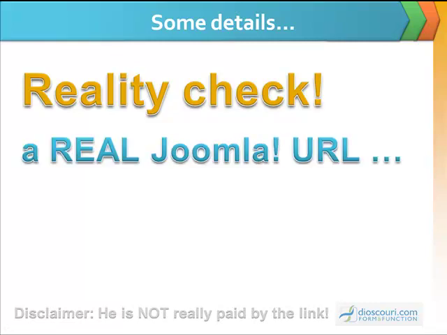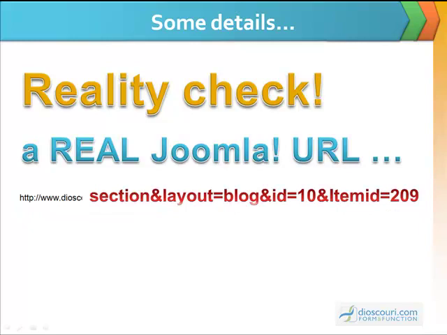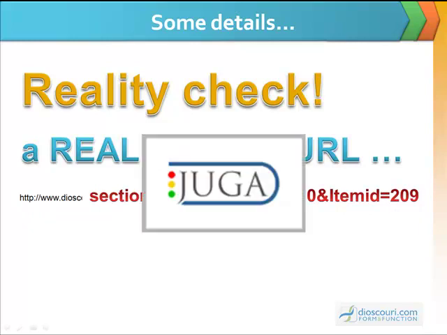All URLs from Joomla have something after the usual address that you would type in. It looks something like this. All that index, option, com, view, and other cryptic stuff really is telling Joomla exactly what page to display. And that's where JUGA comes in, and is different from how Joomla itself restricts things. JUGA provides ACL control via URL.